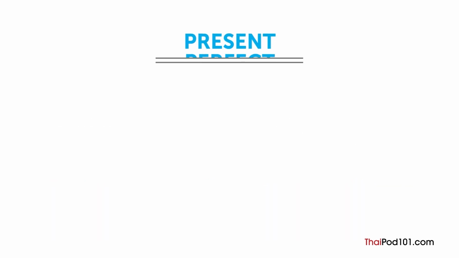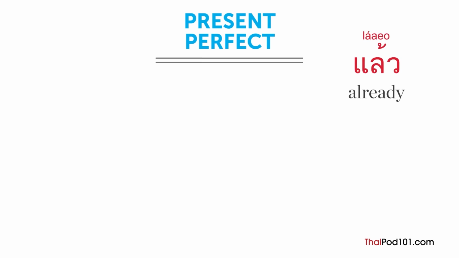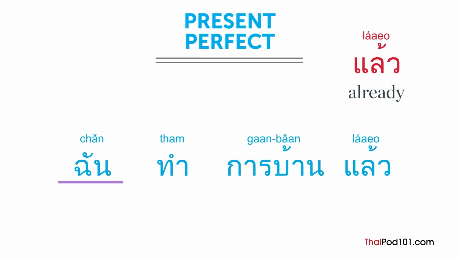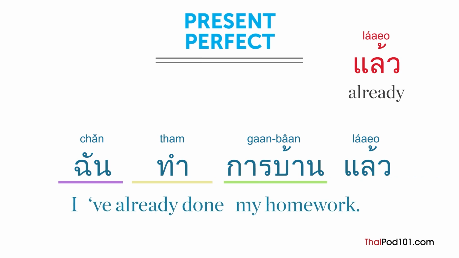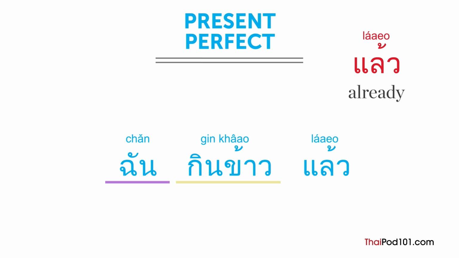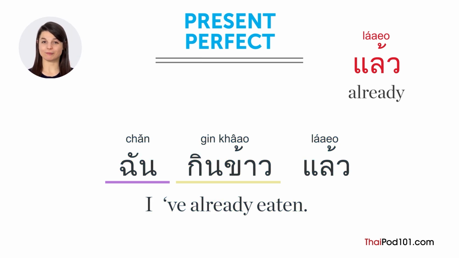Lastly, the present perfect tense. Just add the word แล้ว, or already. ฉันทำการบ้านแล้ว, I've already done my homework. ฉันกินข้าวแล้ว, I've already eaten. So now you know how to form a basic sentence in Thai in different tenses. Just remember that the basic structure will always stay the same. However, tense can be expressed by adding certain words.